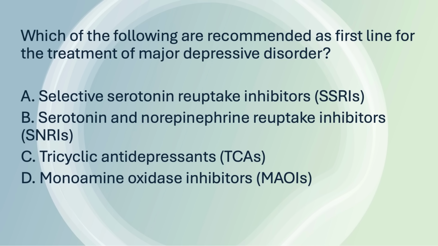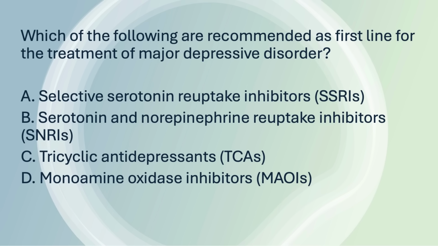Next slide. Now, if you have ever sought treatment for mental health or you've ever been on a psychotropic medication and it's the first time, then you probably know the answer to this one. Which of the following are recommended as first line for the treatment of major depressive disorder? A. Selective serotonin reuptake inhibitors or SSRIs. B. Serotonin and norepinephrine reuptake inhibitors or SNRIs. C. Tricyclic antidepressants or TCAs. Or D. Monoamine oxidase inhibitors or MAOIs.